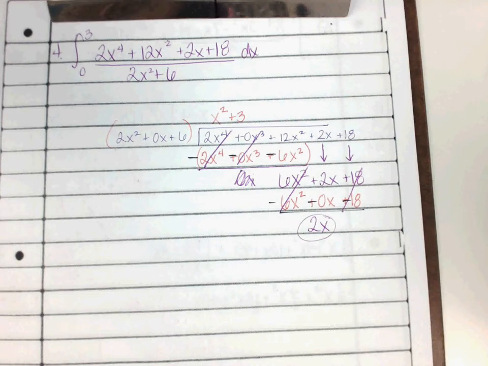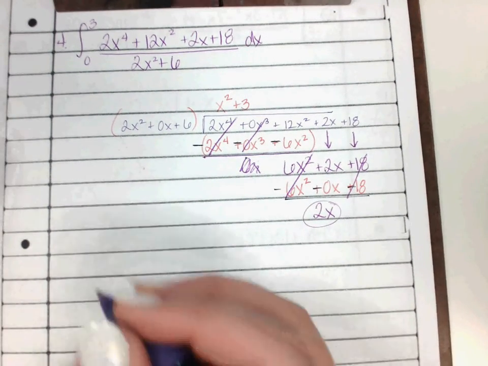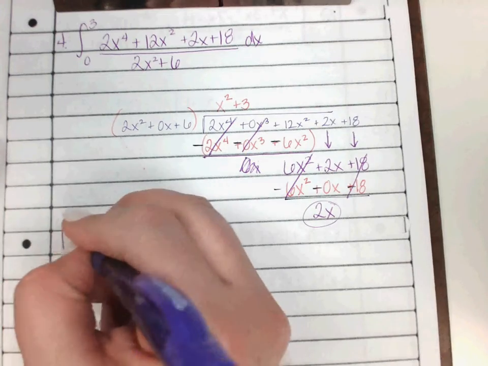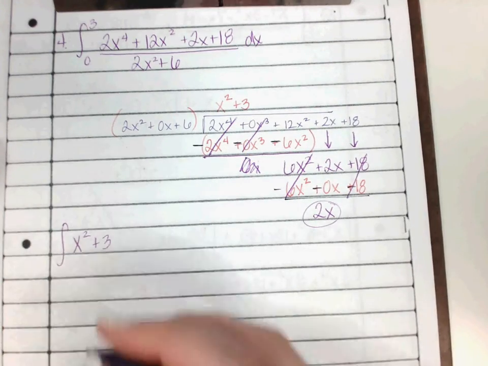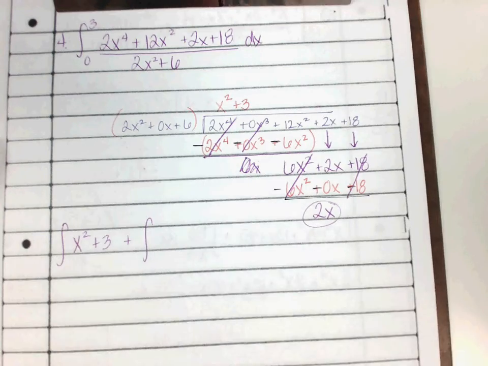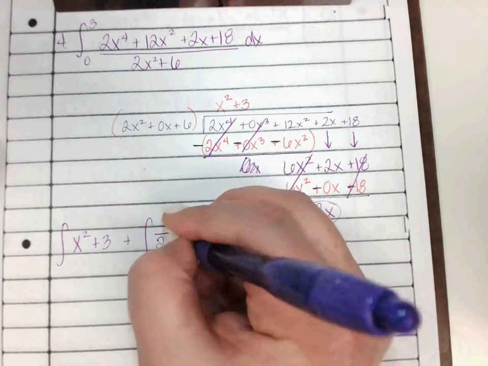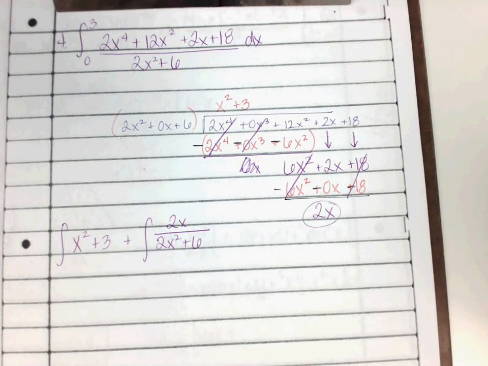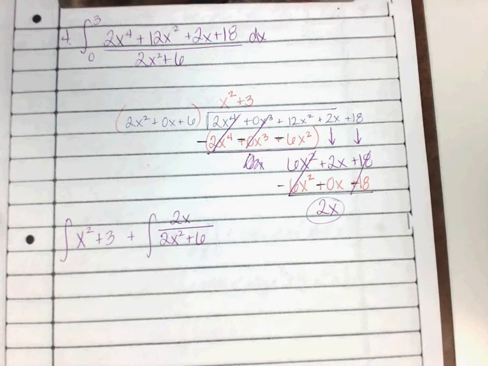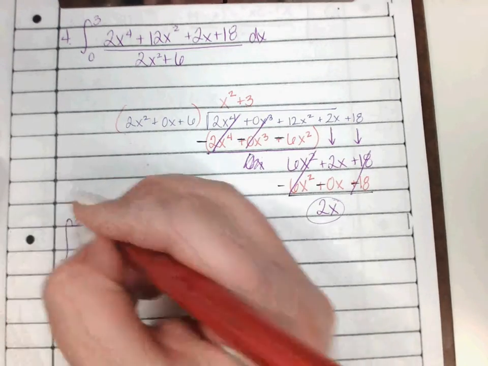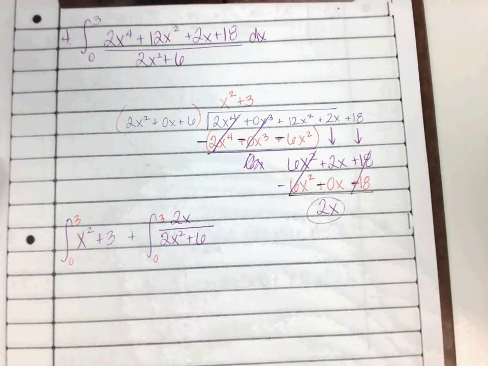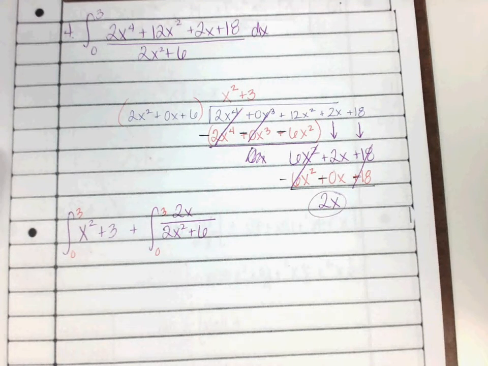Now rewrite your integral problem. So it'll be x squared plus 3 plus the integral 2x over 2x squared plus 6. And then what were my endpoints? 0, 3, 0, 3. Any questions to there?